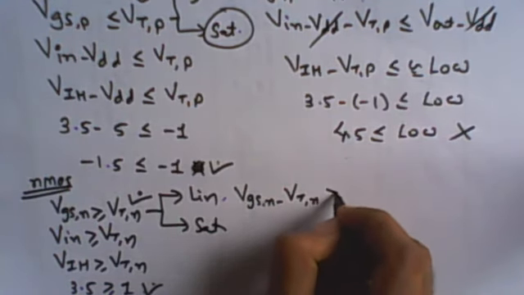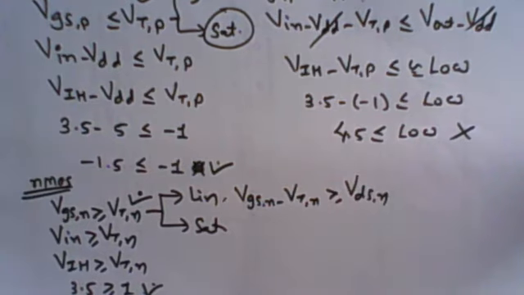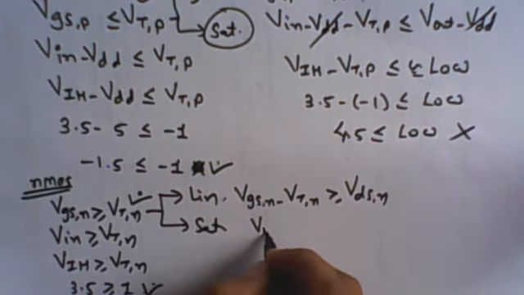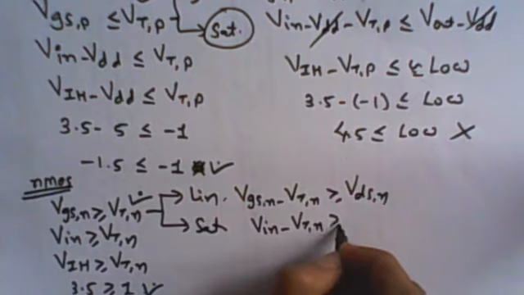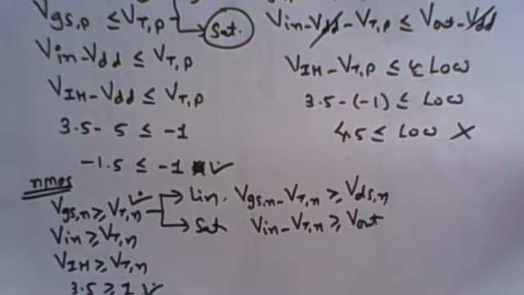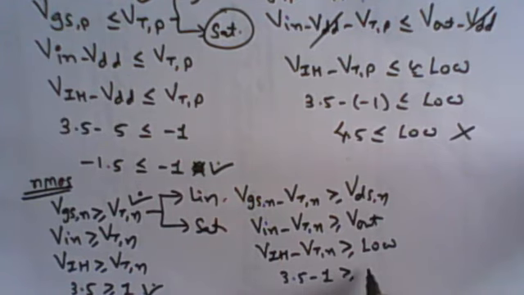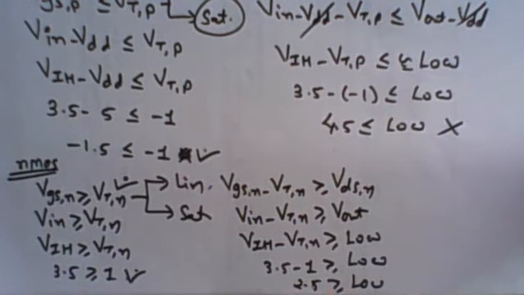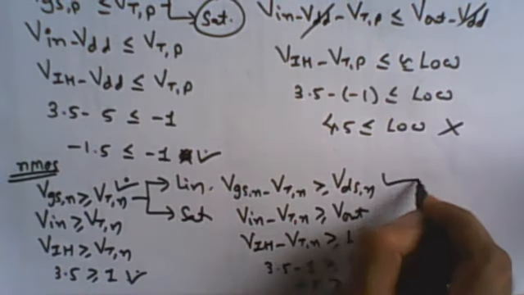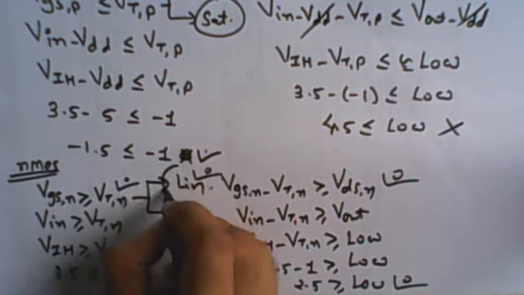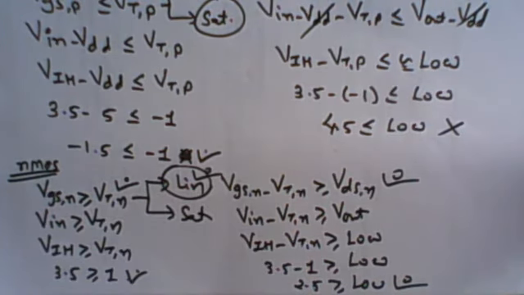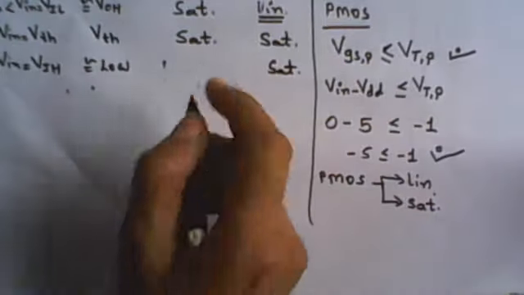So let me check the condition for the linear region. Right? Whenever VGS, the input, is it greater than or equal to the output or not? So input is VIH, and the output is low. So VIH is near about 3.5, so 3.5 is greater than or equal to low, greater than 0, so it's satisfied. This condition is satisfied. That means it's operating in a linear region. Okay? So the nMOSFET operates in a linear region.